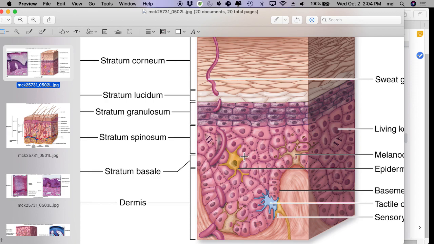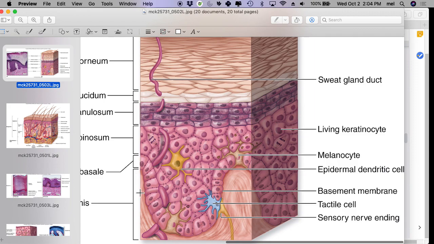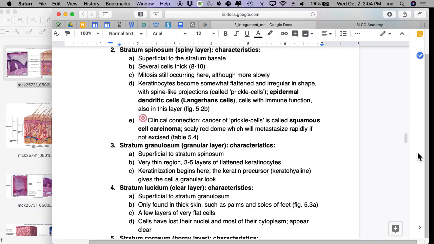Good. And before we talk about the cancer and the other things that go on here, this is where you have your first immune cells, your most superficial immune cells. So these are called epidermal dendritic cells, or sometimes Langerhans cells. And these cells will whoop up on anything that gets in here. That make sense? So those are immune system cells.